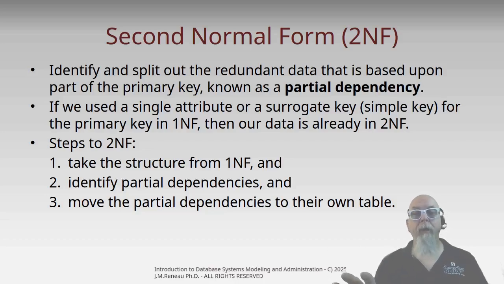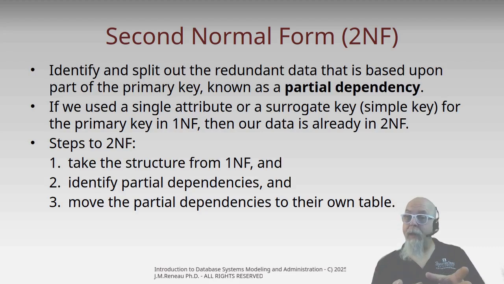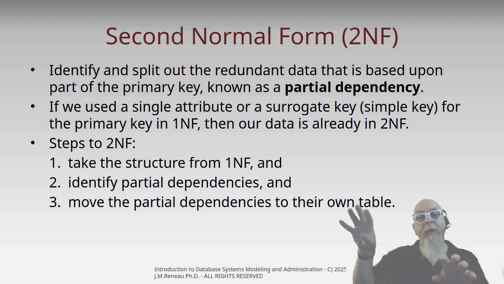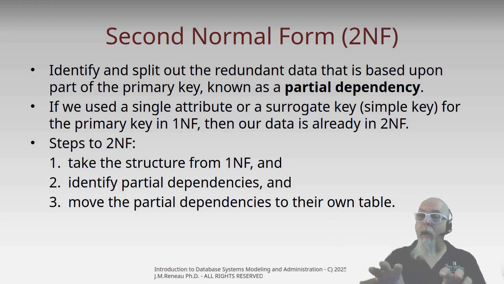Second normal form. So we have our data in first normal form. It's in a database table. We've got a good primary key, maybe concatenated, maybe not. We've got everything atomic. We can shuffle the rows. Everything is good. Now, if we have a concatenated primary key, we need to find those attributes that are dependent on part but not all of that concatenated primary key.